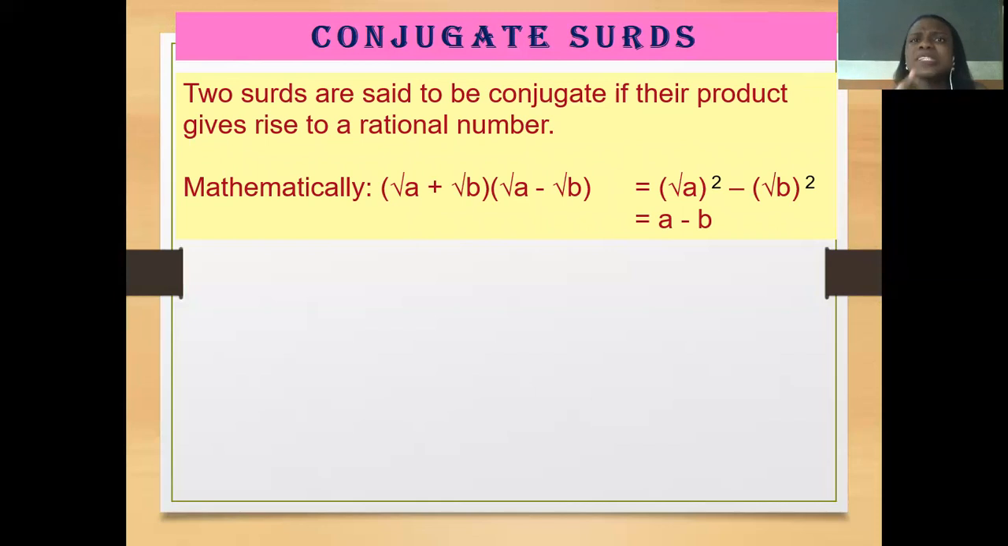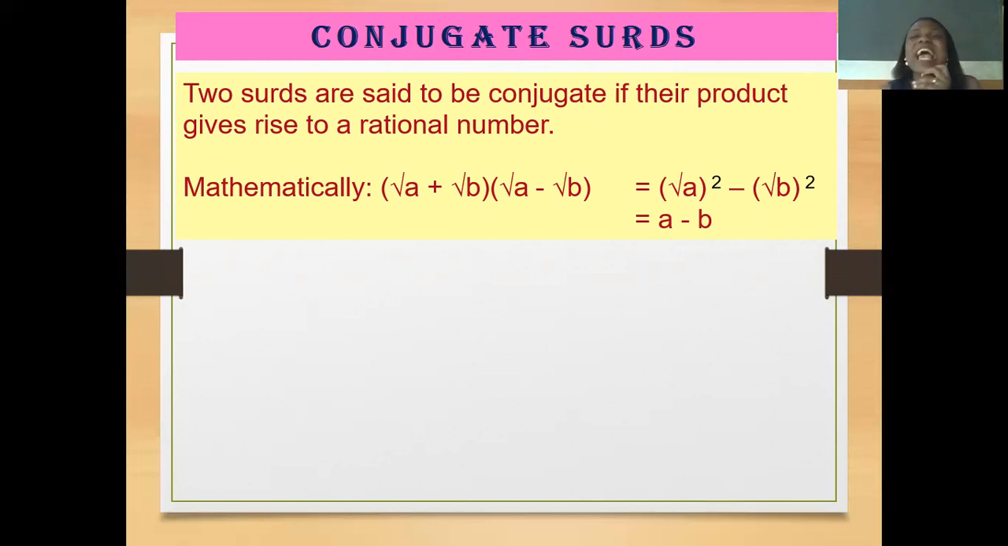Okay, so now you will notice that in our final answer a minus b, there are no roots, right? There are no roots. So this is a rational number. Of course, when you do the subtraction, it should give you something rational, like a whole number. So these two surds are called conjugate surds. Root a plus root b and root a minus root b are called conjugate surds.